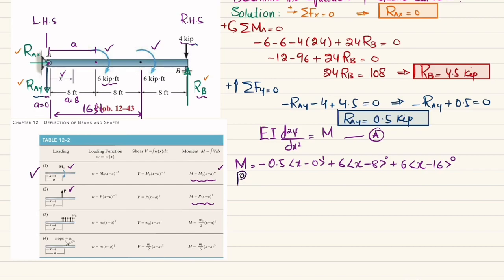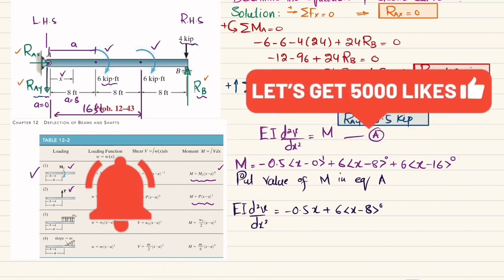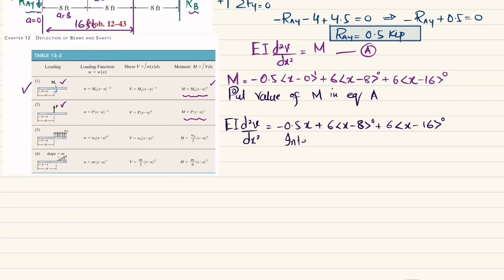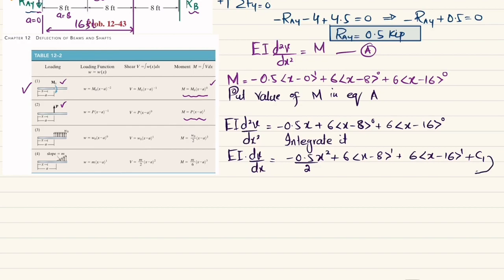So what we will do is put the value of M in equation A, and you will get EI into d square V over dx square is equal to minus 0.5 times x plus 6 into x minus 8 power 0 plus 6 into x minus 16 power 0. So we will integrate this equation, and you will get EI into dV over dx is equal to minus 0.5 x square over 2 plus 6 into x minus 8 power 1 divided by 1, which is 6, and 6 into x minus 16 power 1 divided by 1. And there will be a constant of integration C1. Let this be your equation number 1.